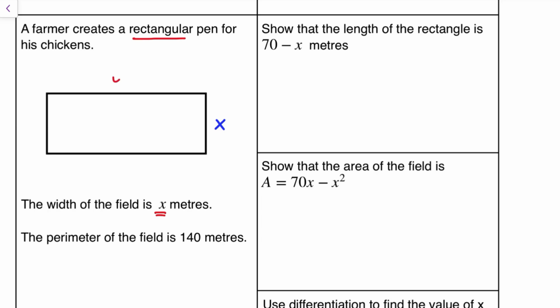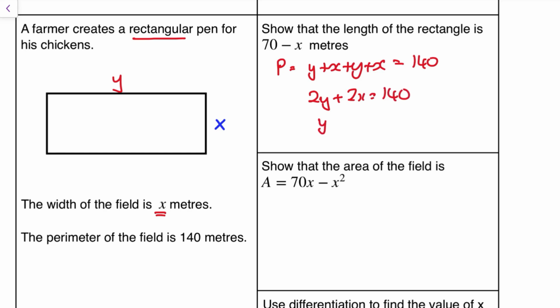So what it wants you to do here is it wants you to create another unknown. And I know this is going to be such that my perimeter P is equal to y plus x plus y plus x. And that's going to be equal to the perimeter in the question, which is 140. Then if I collect my y's and my x's, well, that tells me that 2y plus 2x is equal to 140. Or in other words, y plus x is equal to 70. Which means, what do I want? I want the length. In other words, I want to know what y is. So therefore, y is just equal to 70 minus x. First part of the question done.